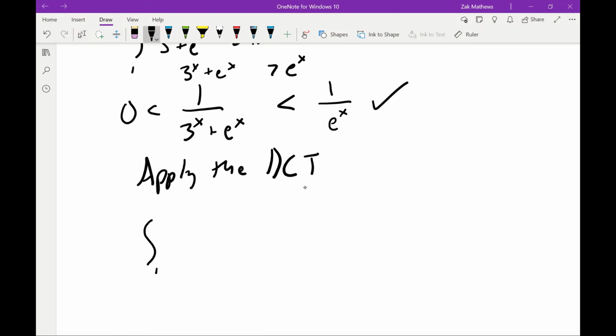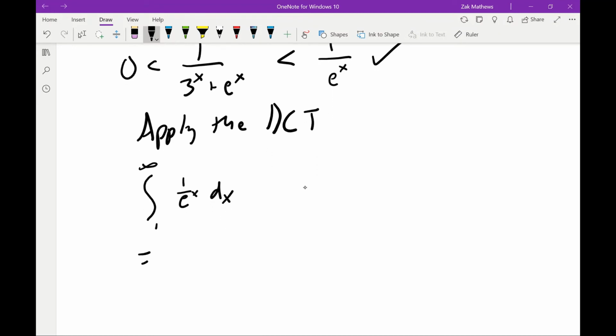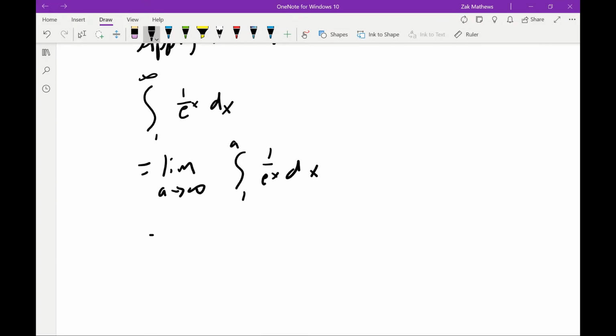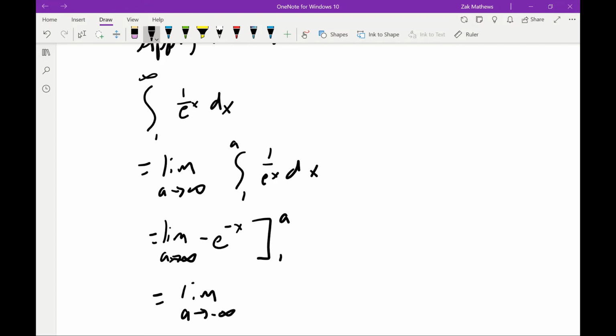So what this means is I'm only going to consider the integral 1 to infinity of 1 over e to the x dx. Which means I need to write this as a limit as, say, a goes to infinity of the integral 1 to a, 1 over e to the x dx. And so we've already done a problem very similar to this, but just to work it out again, we'd have negative e to the negative x. We're taking the limit of this as a goes to infinity, and we're evaluating this from 1 to a.